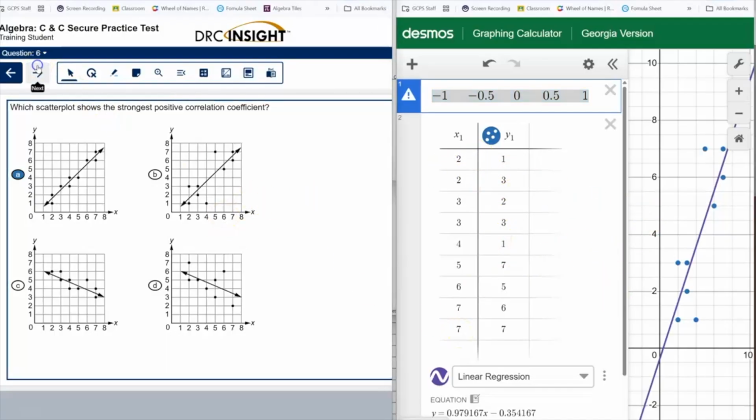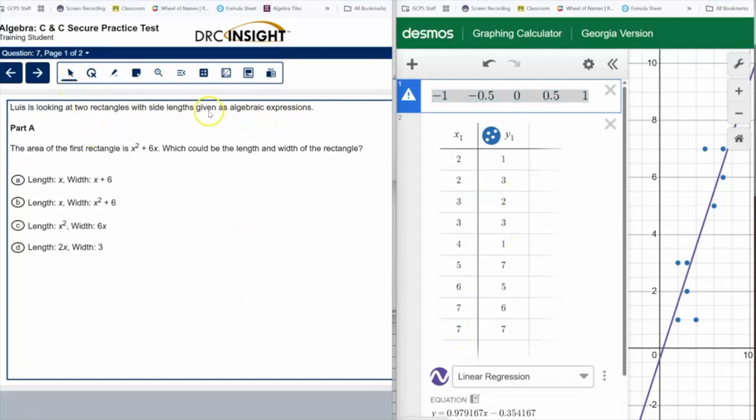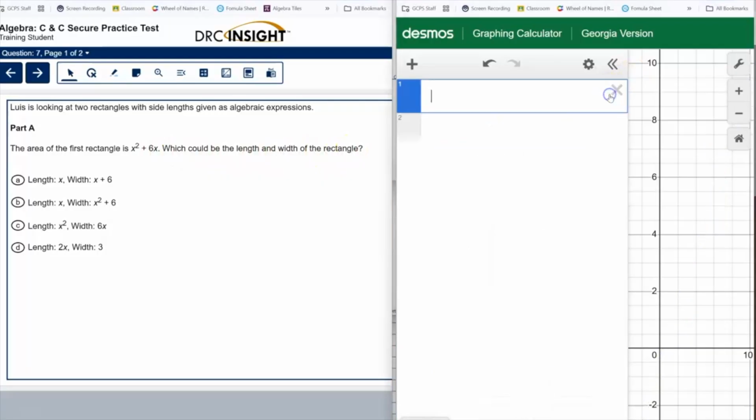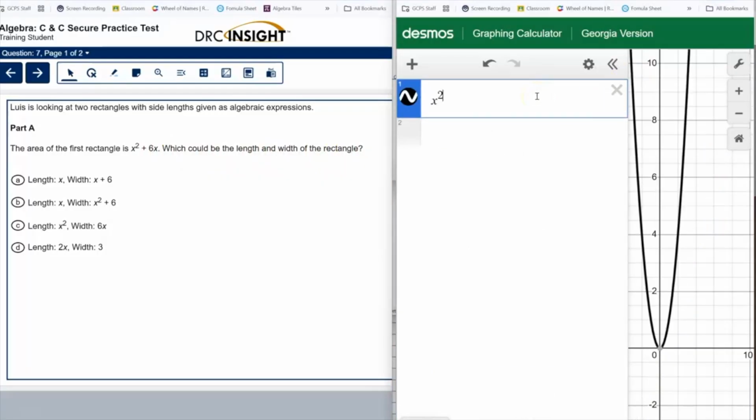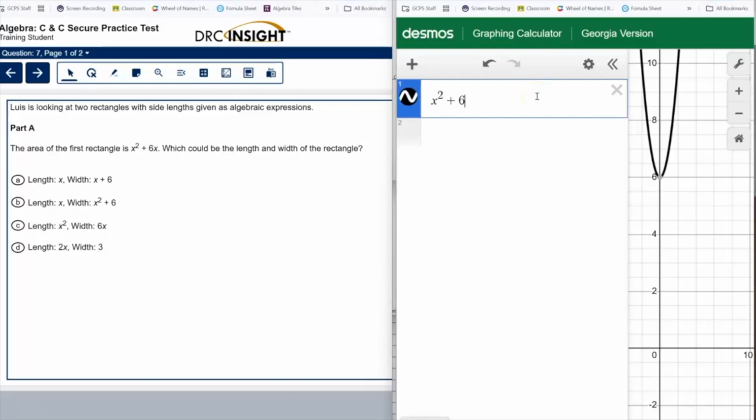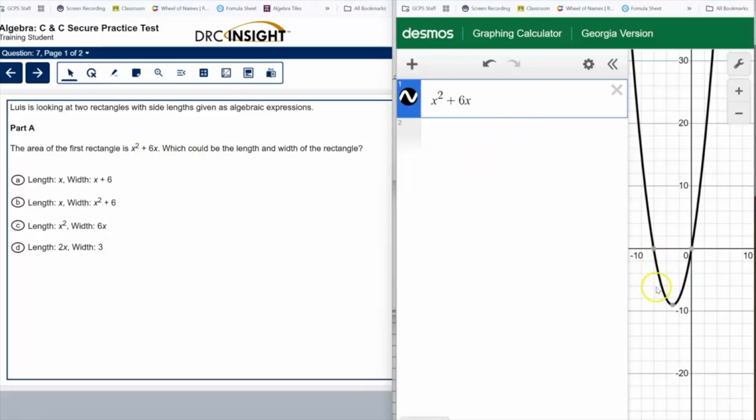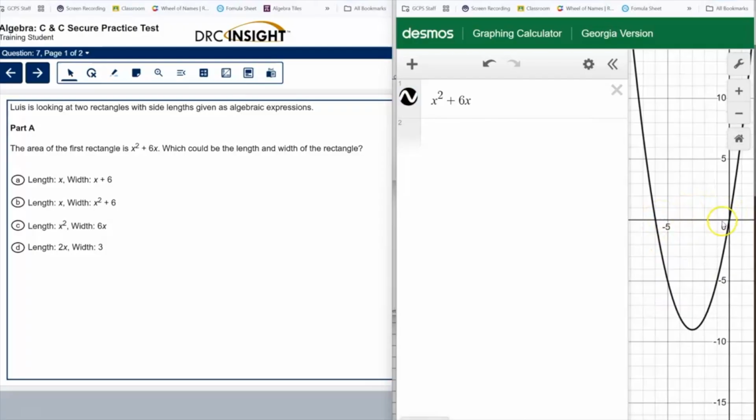All right, number 7. Lewis is looking at two rectangles with side lengths as algebraic expressions. The area of the first rectangle is x squared plus 6x. What could be the length and the width of the rectangle? All right, so they already told us what it is. So it's x squared plus 6x. But maybe in the other one, I'll see if they say another one. All right, so they don't have an area. Look at two rectangles. The area of the first... Oh, they're saying this is the area.